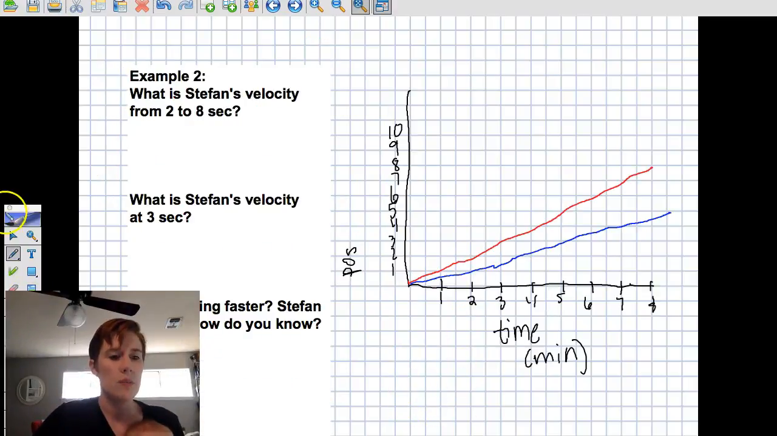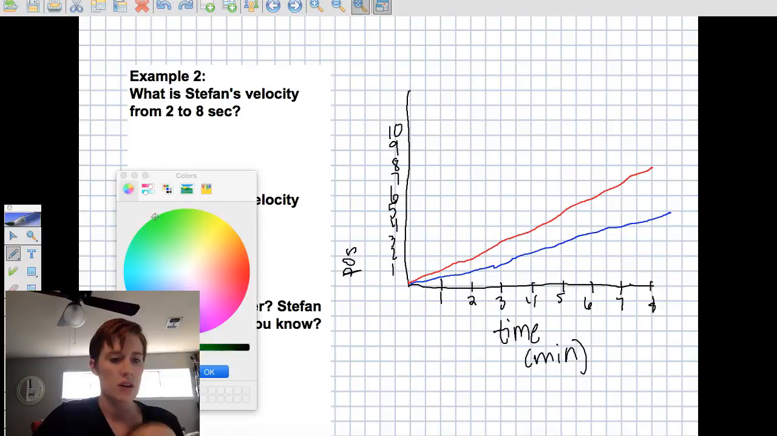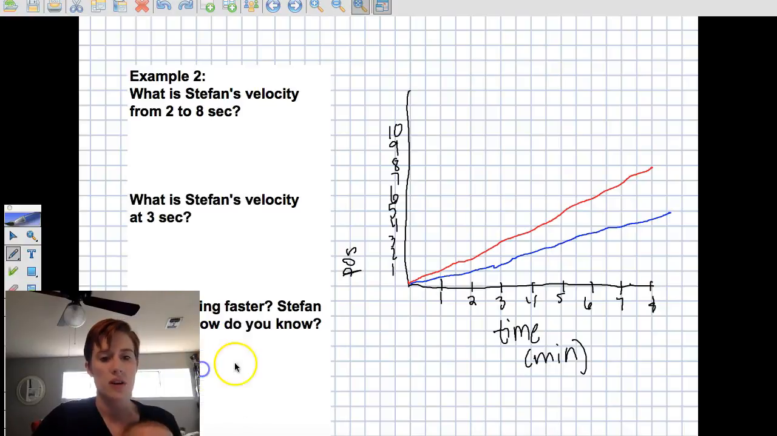2. This shows a race between Bob and Stefan. Okay, so let me use a different color, fuchsia. What is Stefan's velocity from 2 seconds to 8 seconds? So this is just like the problem we just did. So let's write out our formula. Average velocity is our change in distance over our change in time.